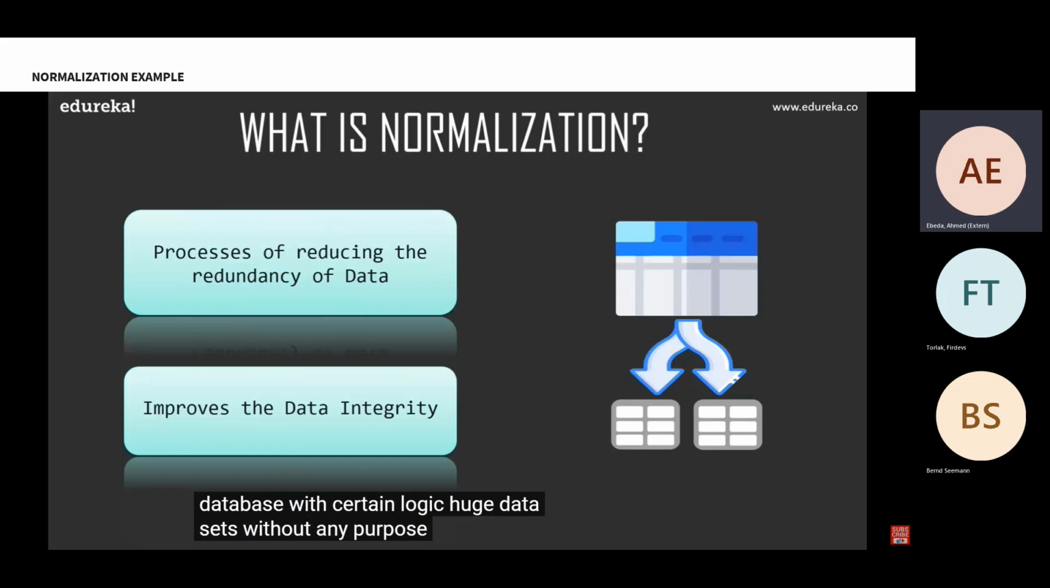Huge data sets without any purpose are completely a waste. It's like having an abundant resource without any application. The data that we have should make some logical sense. Normalization came into existence because of the problems that occurred on data. Now, let's look at those problems, and these are known as data anomalies.